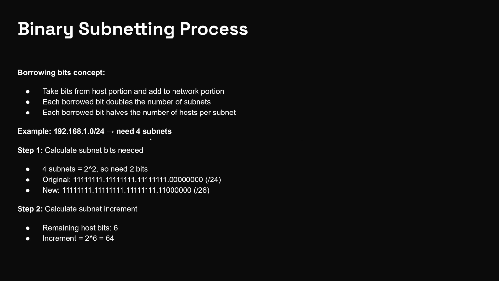An example is: I need to create 4 subnets out of my /24 network. So let's calculate the subnet bits needed. I need 4 subnets, so 2 to the power of 2 equals 4. We know that, so we need 2 bits. The original, as you can tell, is those 8 bits in the fourth octet. Remember, each set of 8 binary digits is an octet, so you have your first, second, third, and fourth octet.